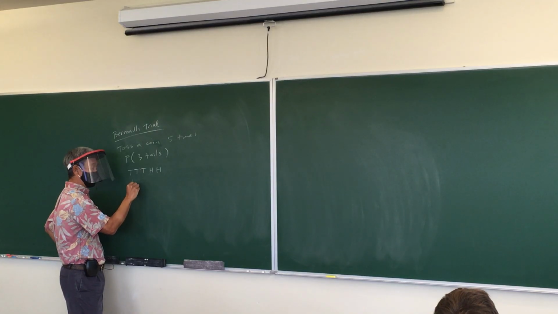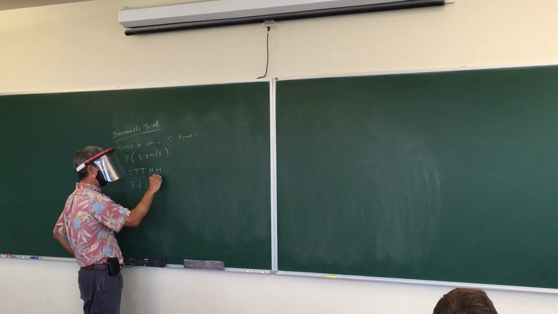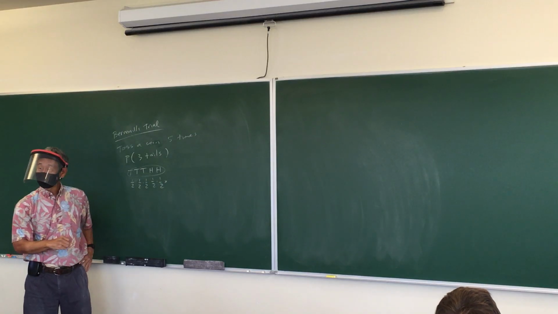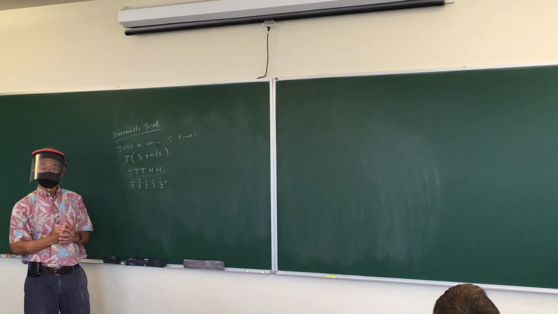1/2. Tail. Tail. What about head? 1/2. 1/2. But then, is that the only order you can get 3 tails? No, so how many different orders are there? How many 5-letter words can you make?